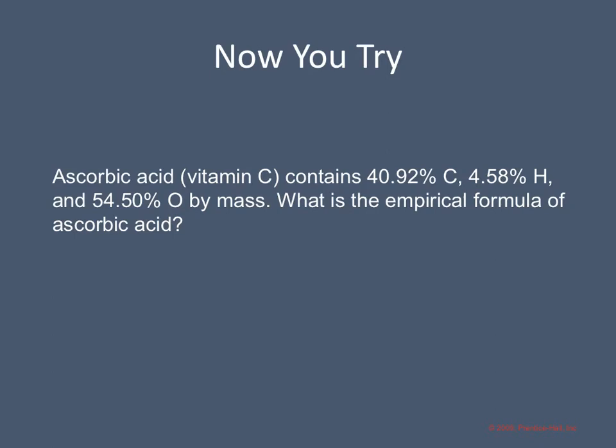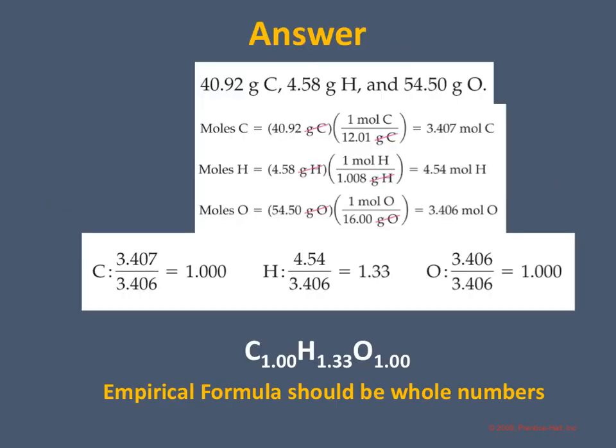Remember, when you're recording masses, average masses from the periodic table, you want to carry 2 digits to the right of the decimal on your molar masses. All right, so let me quickly go through this. Step 1 was change percent to mass, which I did here. Mass to moles, divided by all their molar masses to get how many moles of each. Divide by the smallest, so the smallest mole value is 3.406.